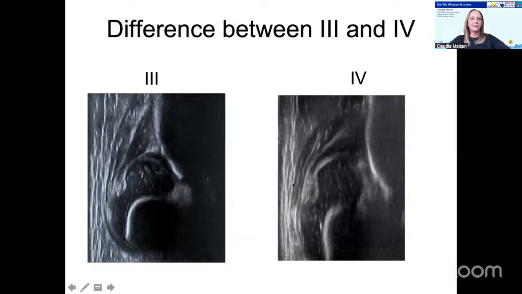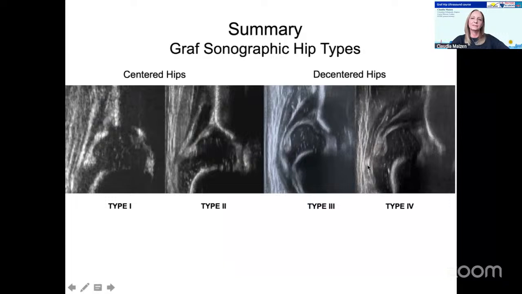Here again, in comparison, we have a hip that is decentered. Our labrum is above the turning point. The cartilage is still above the femoral head, and the perichondrium is going upwards. In comparison, in the picture of a type 4 hip, we again have the labrum above the turning point, so it is a decentered hip. The cartilage is now below the top of the femoral head, and the perichondrium is more parallel or dipping downwards. This is a type 4 hip joint.